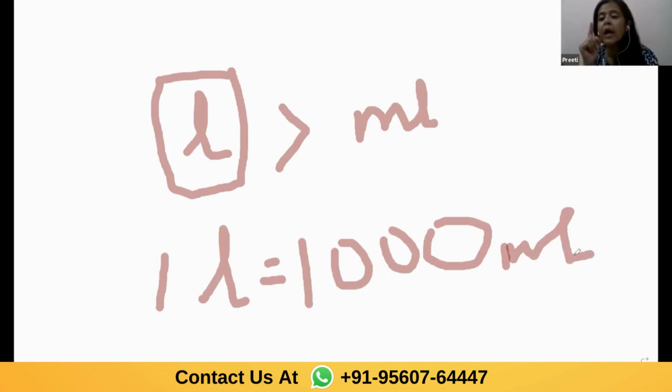I repeat, 1 kg is equal to 1000 grams. 1 gram is equal to 1000 milligrams. 1 kilometer is equal to 1000 meters. 1 meter is equal to 100 centimeters. And 1 liter is equal to 1000 milliliters. You should do this much.